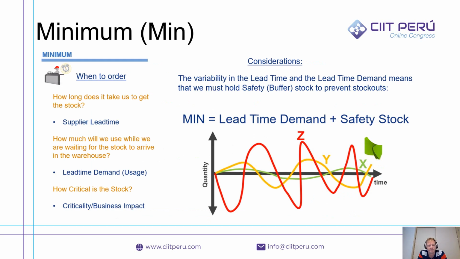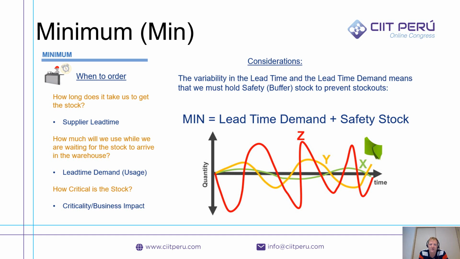So your minimum, when to order. So some considerations. So how long does it take us to get the stock? What's the supplier lead time? Secondly, how much will we use while we're waiting for that new stock, replenishment stock, to arrive in the warehouse? So we call that our lead time demand. Third consideration is how critical is the stock? What's the impact on the business if we don't have that part or that stock when we need it?